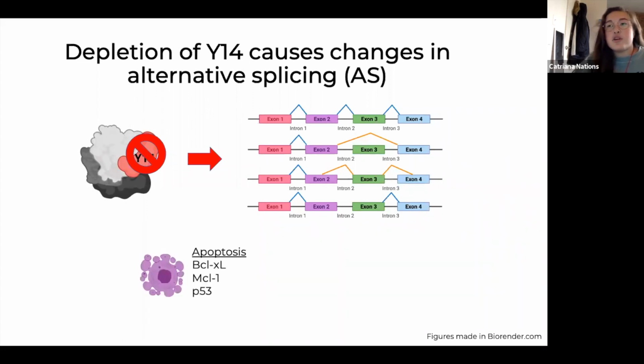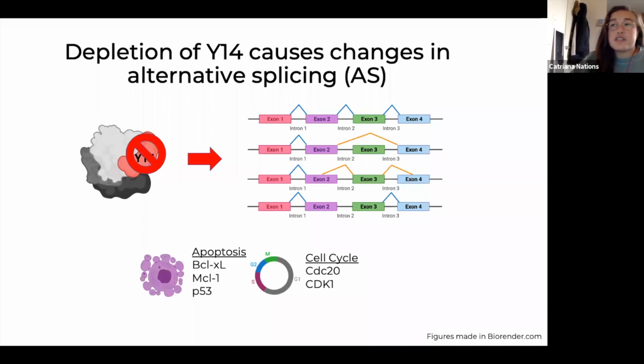When Y14 is depleted, many of the genes that demonstrate alternative splicing changes are involved in processes known to be regulated through alternatively spliced isoforms, such as apoptosis and cell cycle regulation. For example, Y14 knockdown by siRNA in HeLa cells demonstrates a switch in the splicing of genes such as BCLXL, MCL1, and P53 to produce isoforms with more pro-apoptotic activity and leads to increased cell death. Additionally, Y14 depletion has been shown to cause abnormal mitotic phenotypes, decreased mitotic regulators like CDC20 and CDK1, and cell cycle arrest, which is all indicative of defective cell cycle progression.